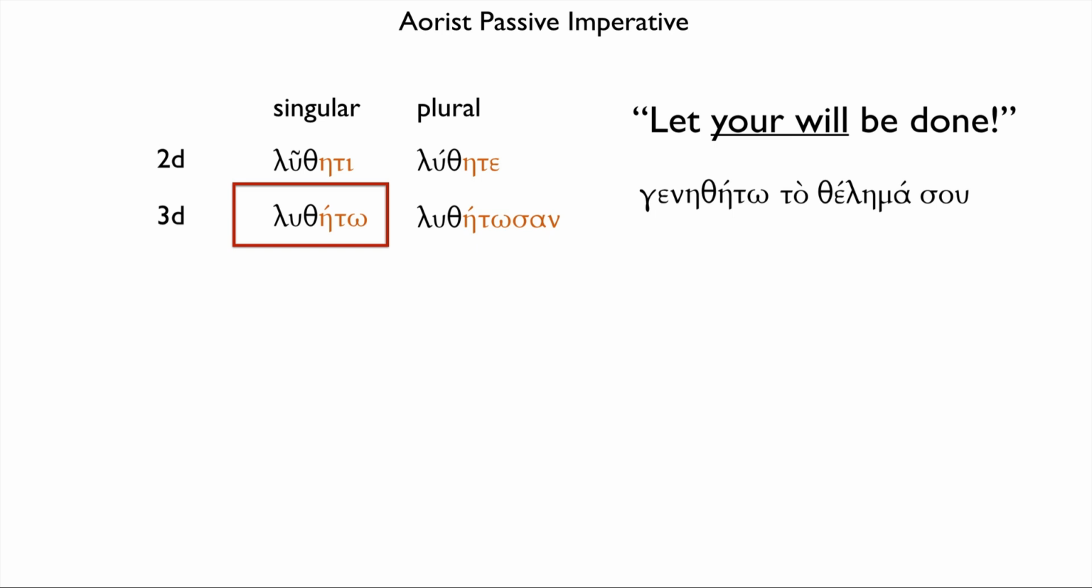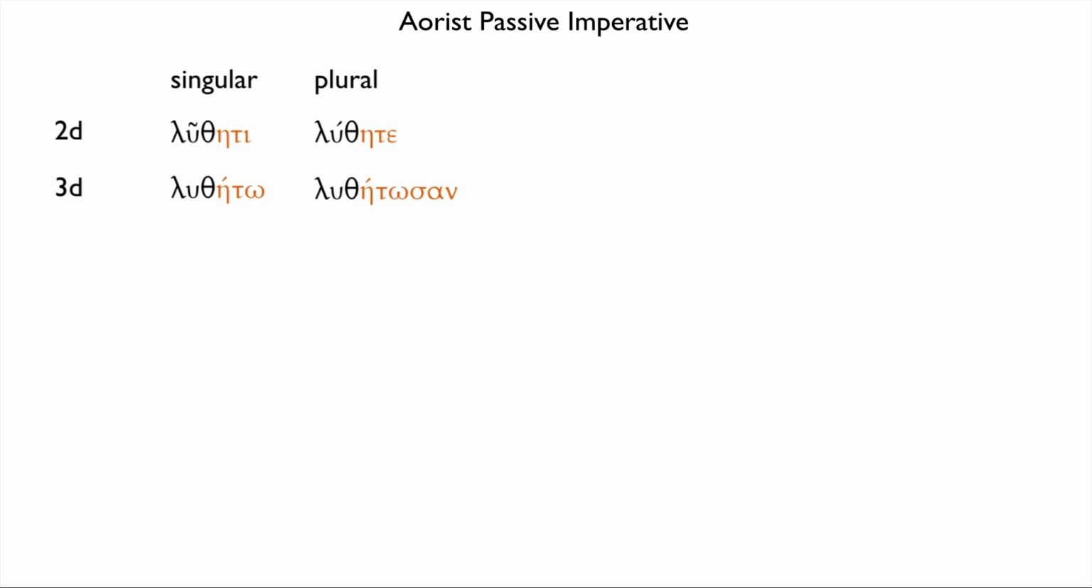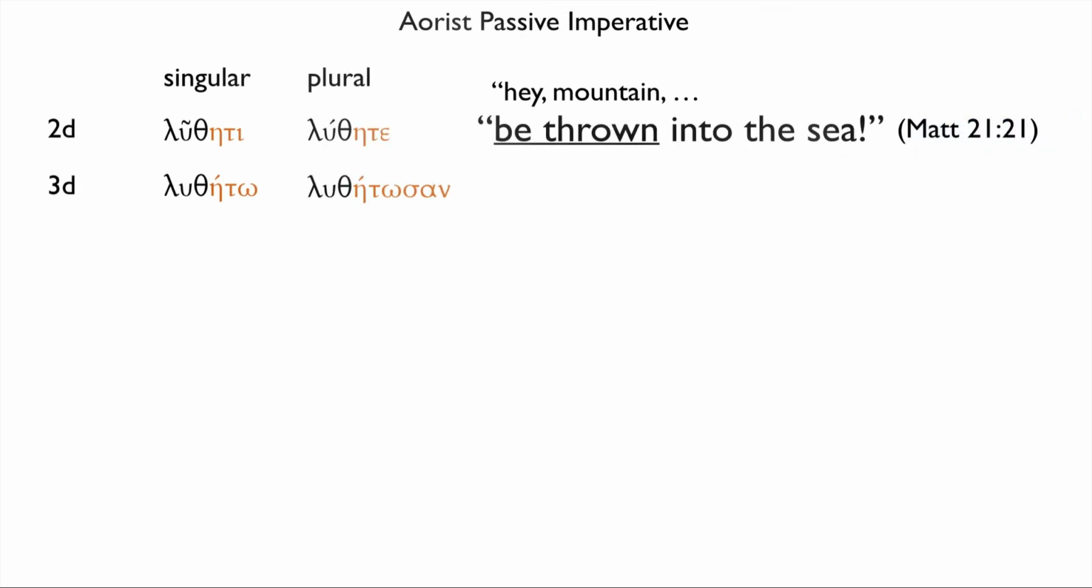Third person imperatives are going to feel a bit awkward for a while, but we'll encounter enough of them, because they're not rare in Greek, that you'll start to get the hang of it. Finally, to close this introduction to the Greek imperative, let's give an example of a genuinely passive imperative. So far, the examples we've had of passive imperatives have been with deponent verbs, where there's not a real passive sense. But what if we wanted to say something like, "Hey mountain, be thrown into the sea," as Jesus describes powerful prayer being capable of doing?